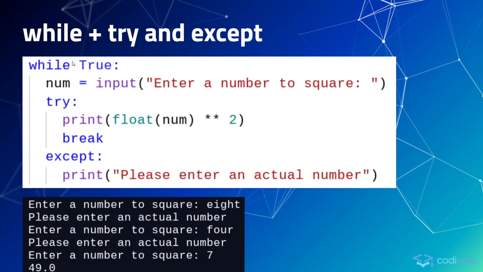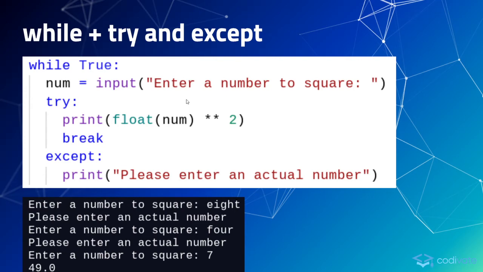So we want them to enter a number to square. So they enter a number and we store it to the value of num. Remember, we have to use our input function. Then we try to print the number cast as a float, and then we try to square that. If that works, we break out of this entire loop, and we are done.